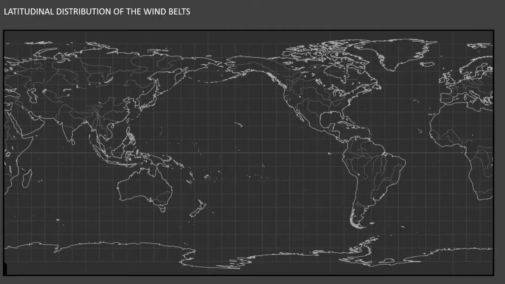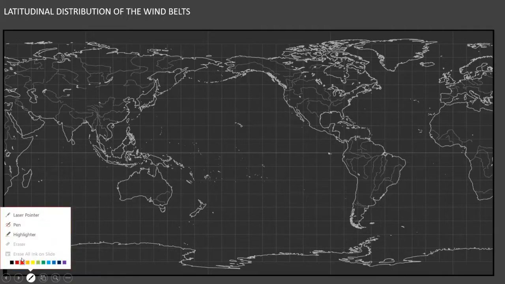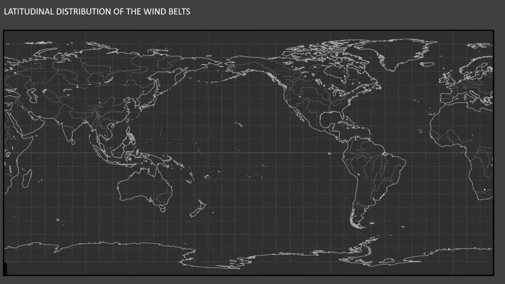Okay, so in this map I just wanted to draw the distribution of the wind belts. So let us just quickly write the latitudes over here. So this is the equator, 0 degree, 10, 20, 30, 40, 50, 60, 70, 80, and then this one is 90. Similarly here, 10, 20, 30, 40, 50, 60, 70, 80, and 90.